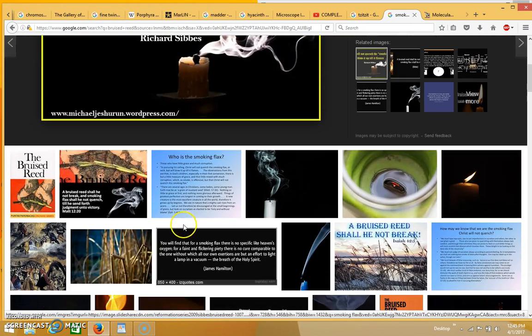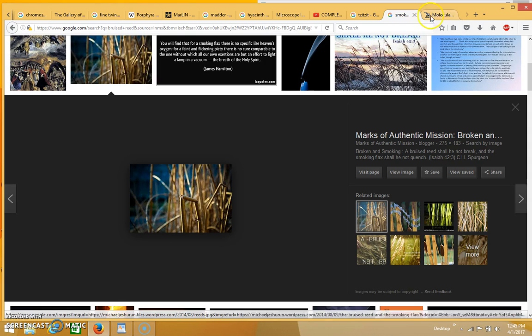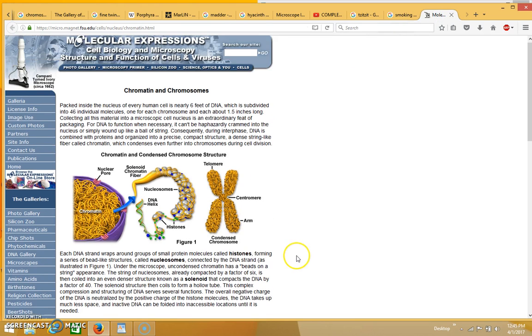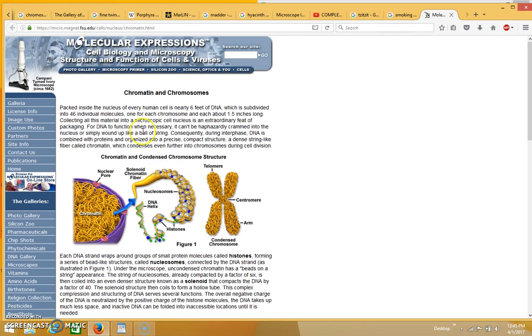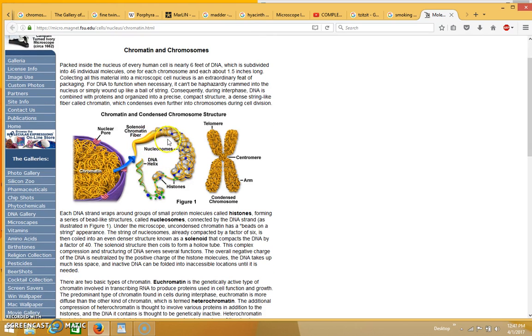But first I want to get back to the mote, because I was wondering if perhaps the DNA strand is actually hollow. And so I pulled up some information, and I came up with this website over here. And I found out that the DNA is in fact hollow when it's in this state right here, where it says solenoid chromatin fiber. And I'll just read you the description over here.